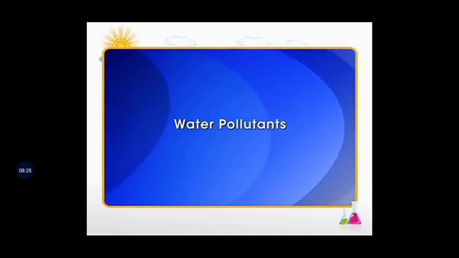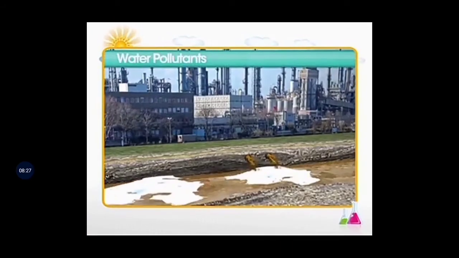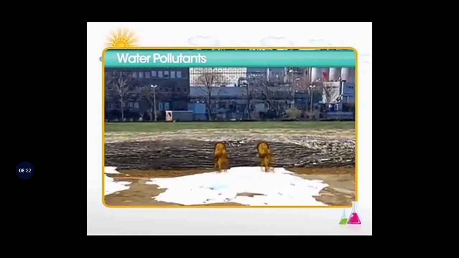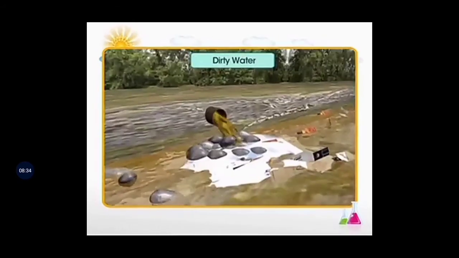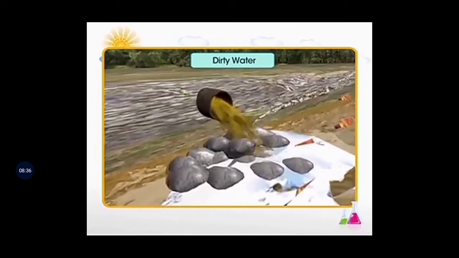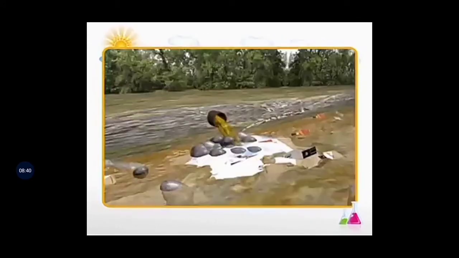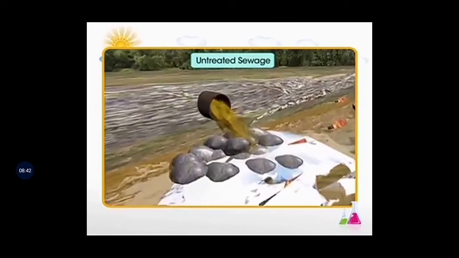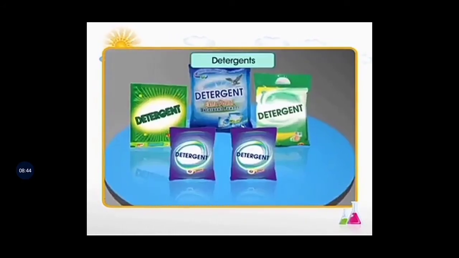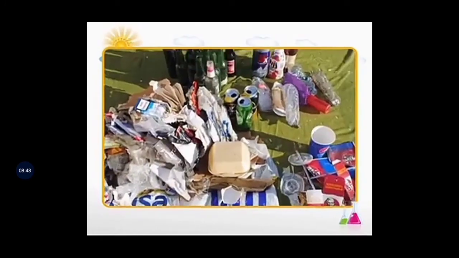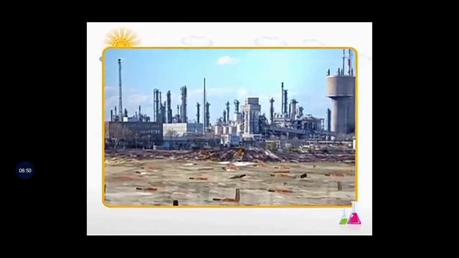Qualitative change in water due to addition of undesirable substances is called water pollution. The main sources of water pollution are industrial waste, untreated sewage, fertilizers, detergents, oils, pesticides, and litter. Industrial waste is the major water pollutant.